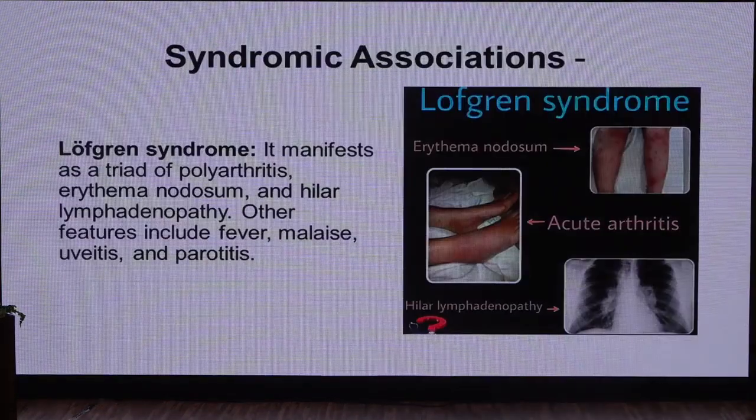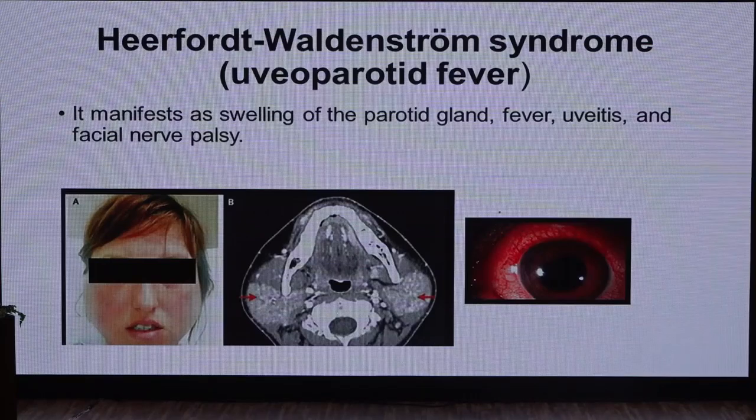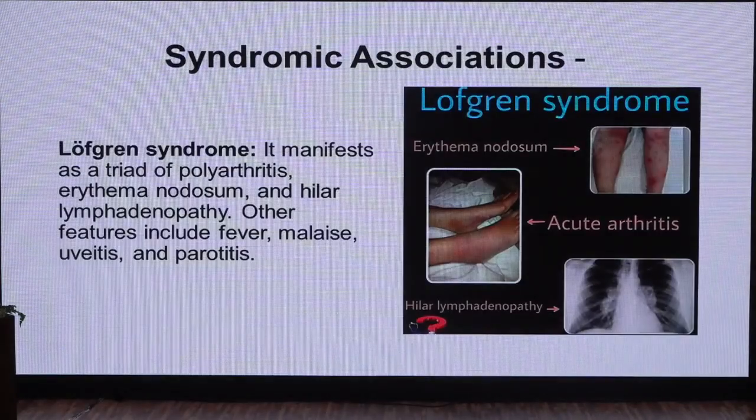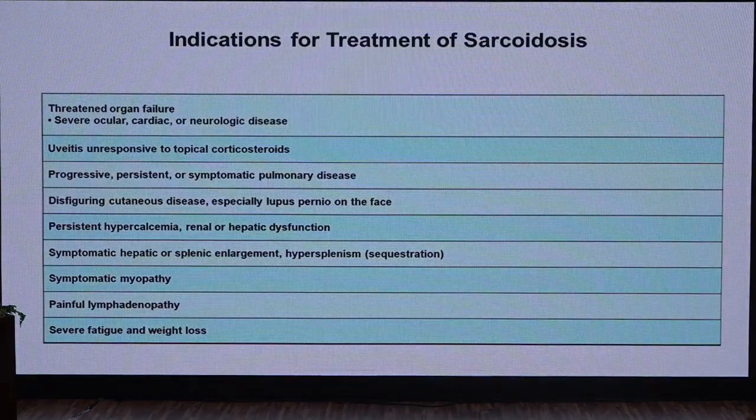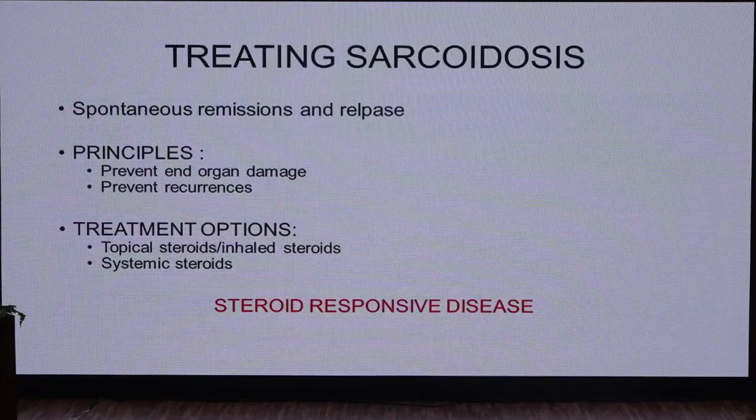So, treatment you all know. Just one point: Lofgren syndrome doesn't need any histopathological sample. It is an acute disease. Then Heerfordt syndrome you all know. Indications: do I treat all sarcoidosis patients? No, I will treat only the patients who have threatened organ failure. Treatment, we all know, the basic principle is to prevent end organ damage and to prevent recurrences.